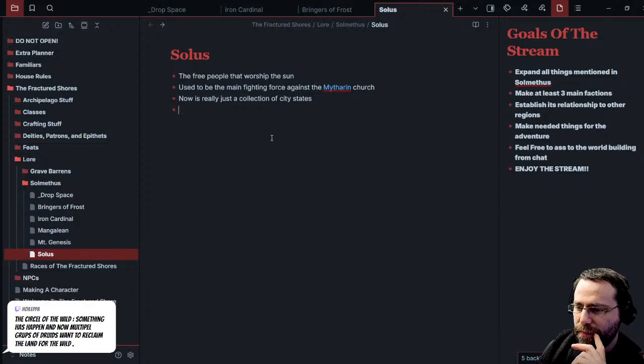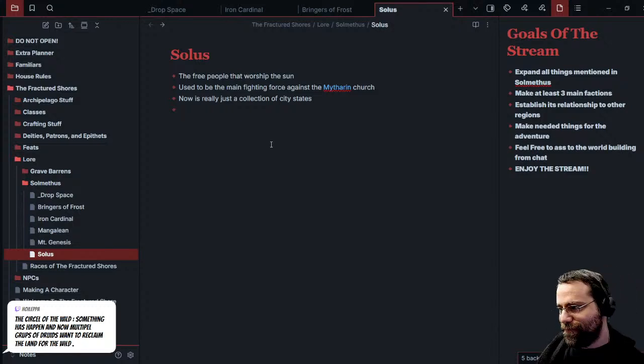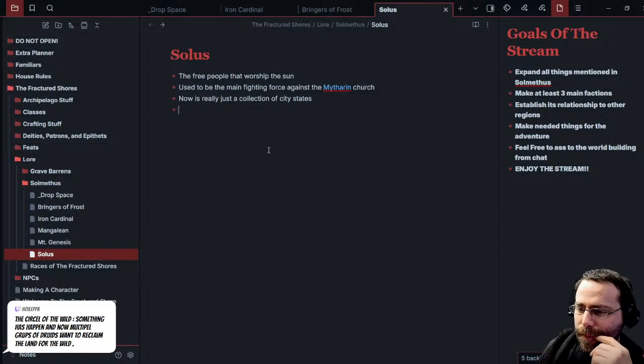The Circle of the Wild, something that has happened: multiple groups of druids want to reclaim the land of the wild. You're speaking my language right now, because that's kind of what the Bringers of Frost are.